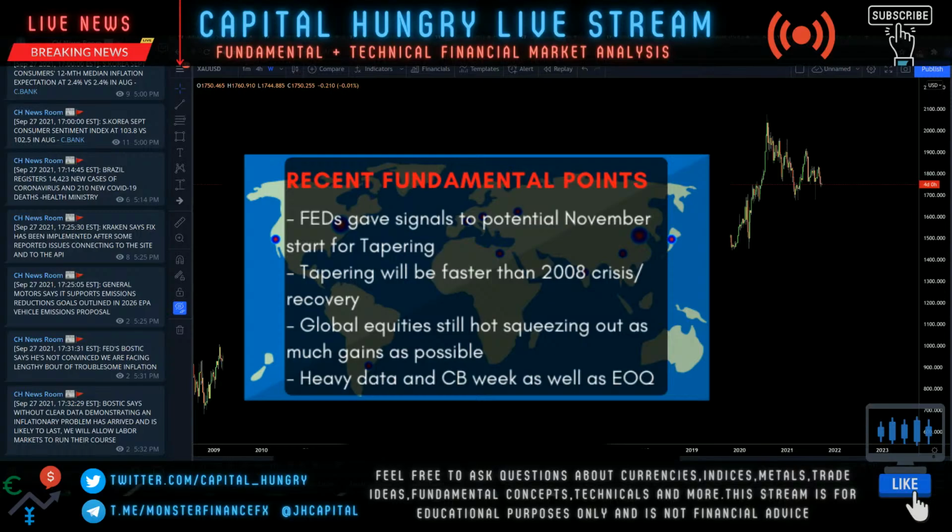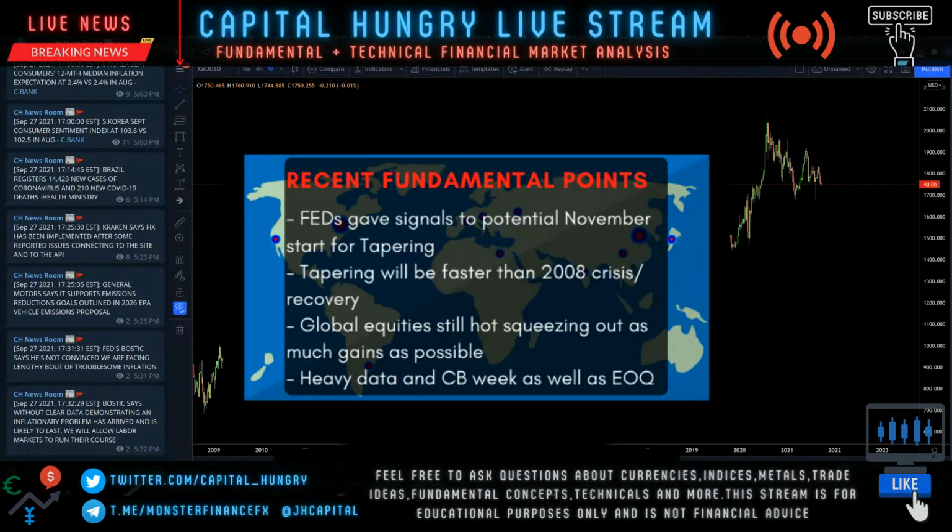Last week with FOMC, the Federal Reserve during Jerome Powell's conference gave us more confirmation that they have the potential to start the tapering process in November, as well as when they do start the tapering process, it can only take about maybe 4 to 6 months from the start to the finish of the process, as it's going to be much more accelerated than what we saw with the 2008 crisis in recovery.